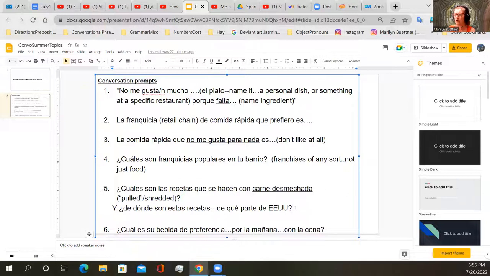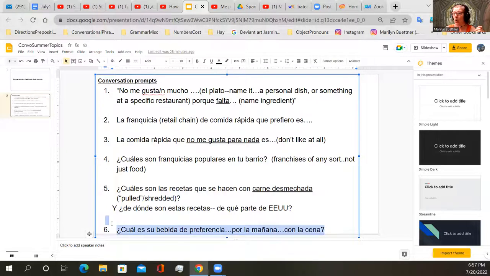¿Algo más o no? Marilyn, sí. Would it be cerdo desmechado, pulled pork, or just carne? Sí, cerdo desmechado. A veces se expresa como carne de cerdo desmechada, sí, está bien. Cerdo desmechado, está bien, sí. You'll hear people using both carne de cerdo or just cerdo. Or puerco, sometimes just puerco. Depende, depends on the region. Okay, ¿algo más con la carne desmechada?